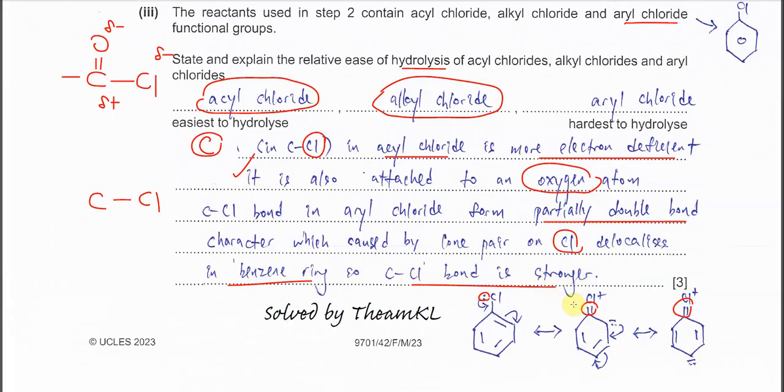Normally we will just discuss the easiest and the hardest one. For the easiest one, again, the carbon is more electron deficient because it's bonded to the chlorine and oxygen. And for the aryl chloride, the bond is stronger because it has partial double bond character.